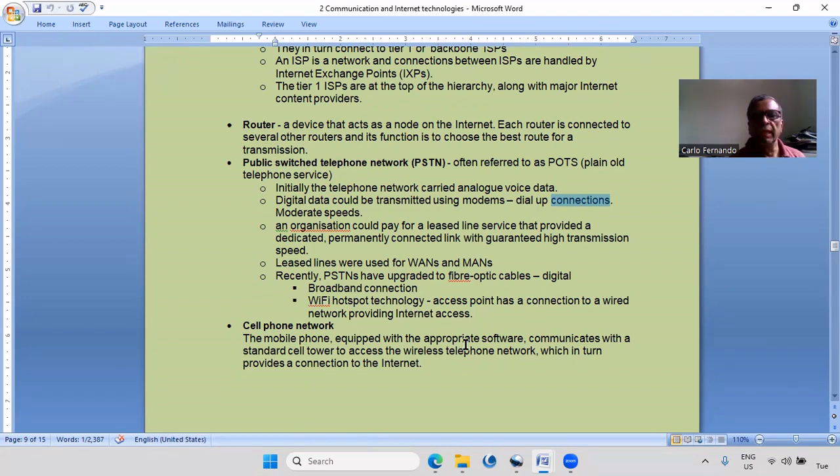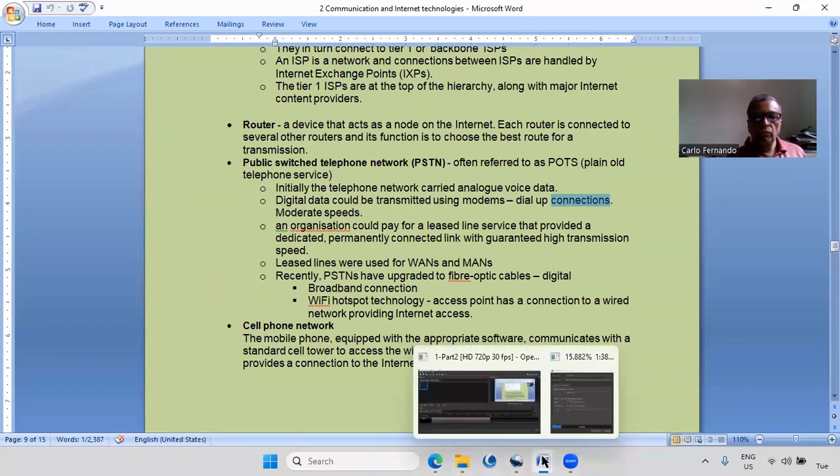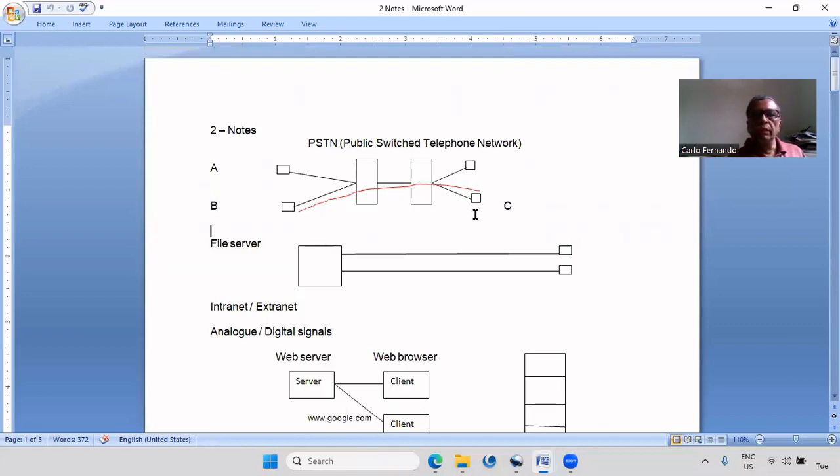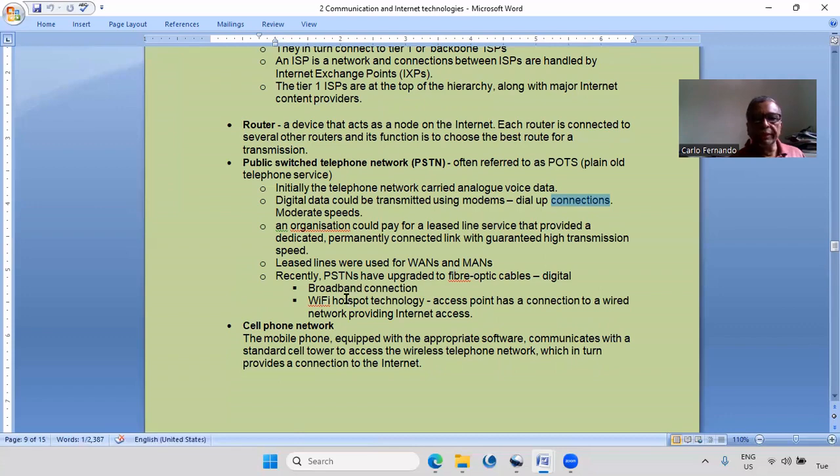Wi-Fi hotspot technology was another revolutionary thing which improved communication. That's an access point. An access point has a connection to a wired network providing internet access. Initially, the line comes to your home. Inside the home, you have the router, and from the router you can have Wi-Fi to your computer. So it's a wired connection up to the router, and from inside the house, internet access through Wi-Fi.